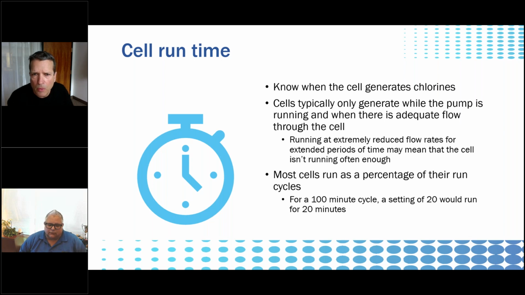You can always adjust cell runtime. You know, most cells run as a percentage. So for 100-minute cycles, if you set it at 50%, it would run 50 minutes out of 100. If you set it at 20%, it would run 20 minutes out of 100. Obviously, the higher the setting, the more time it spends generating chlorine.